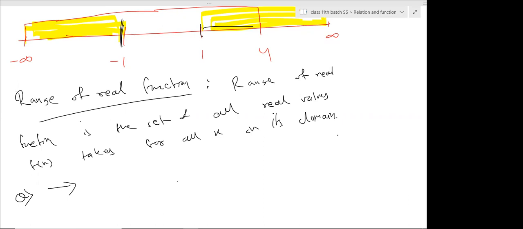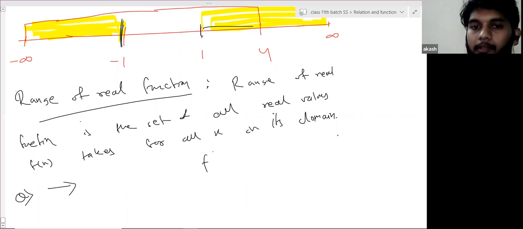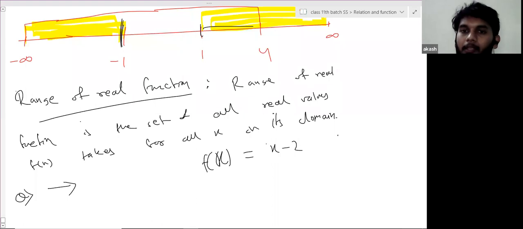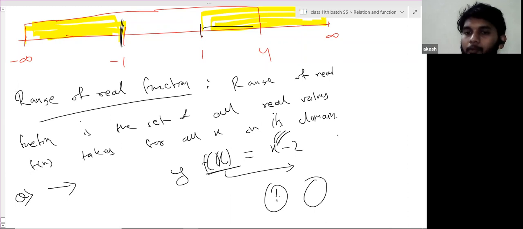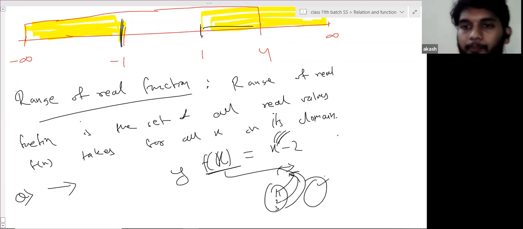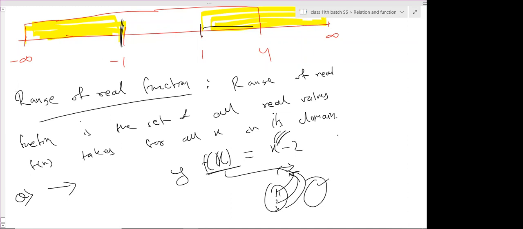All right. So what this means is, if you have a function f of x equals something, x minus 2, then if you put all the values of x here, whatever the domain is, the set of all values that f of x gets, that means y, is the range. Very simple. If you have a domain of 1, 2, 3, and you put 1, 2 and 3, all the values of y that we get is called the range.